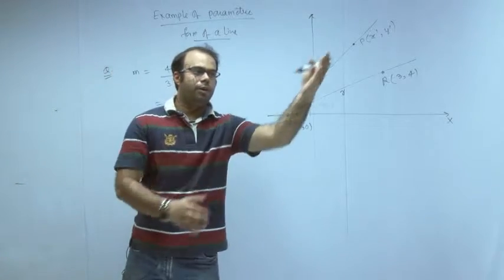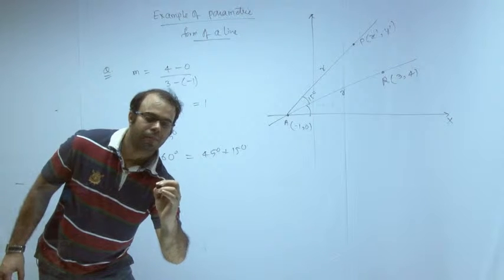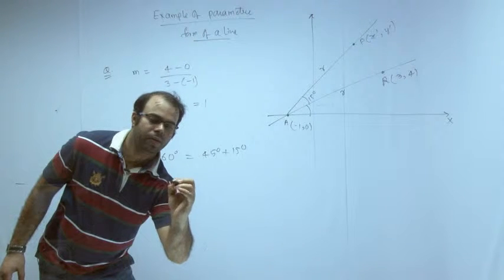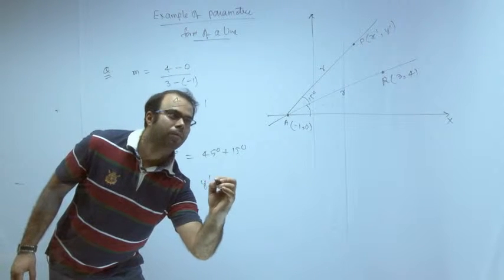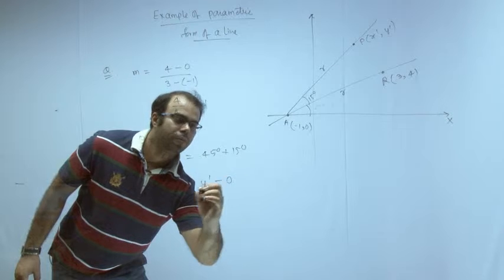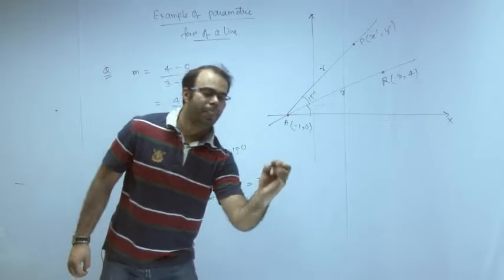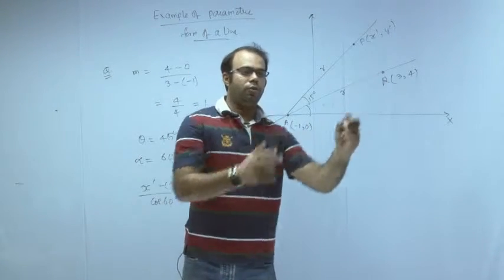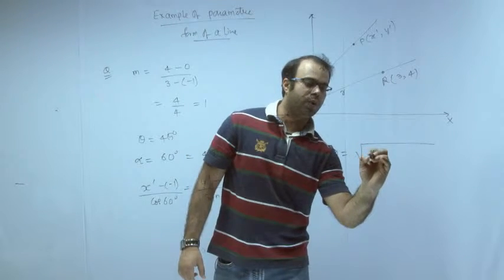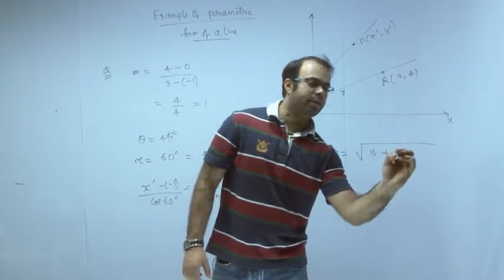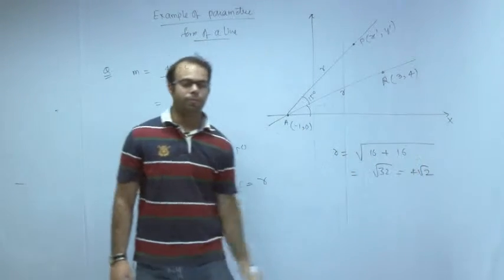Now we can find the parametric form of this line. What is the parametric form of this line? x dash minus 1 by cos of 60 degree is equal to y dash minus 0 by sine of 60 degree equal to r. And this r we can easily find out. This r is going to be root over 3 minus 1, that is 4 ka square 16, 4 minus 0, that is again 16, that is root over 32, that is going to be 4 root 2.